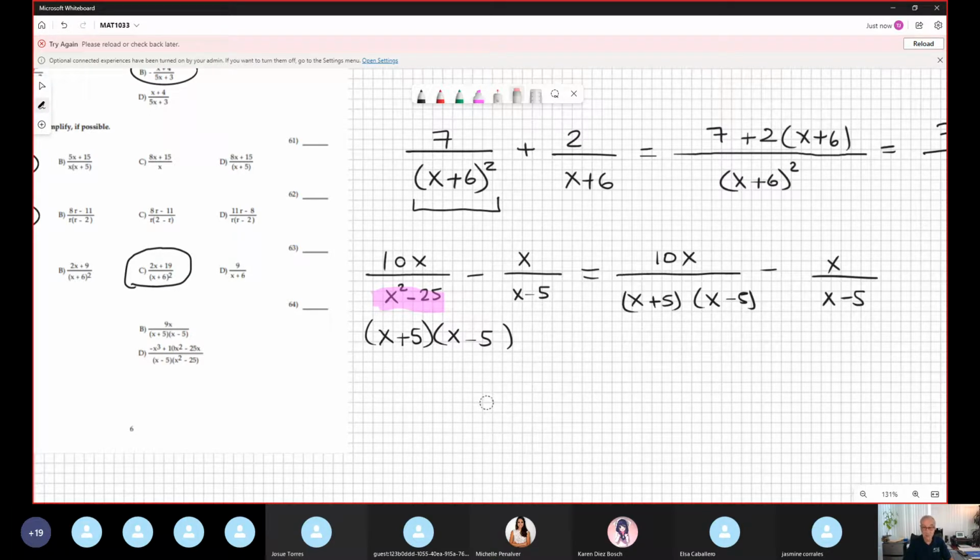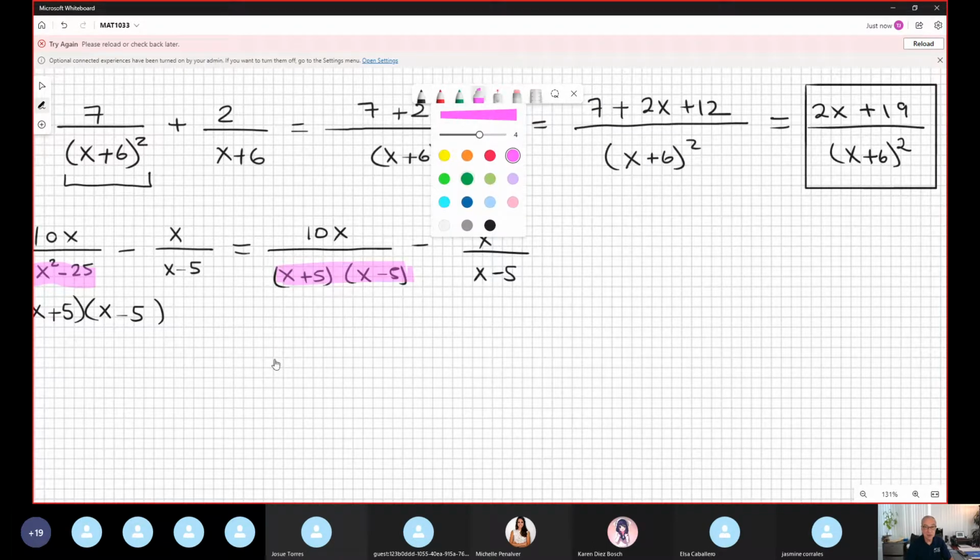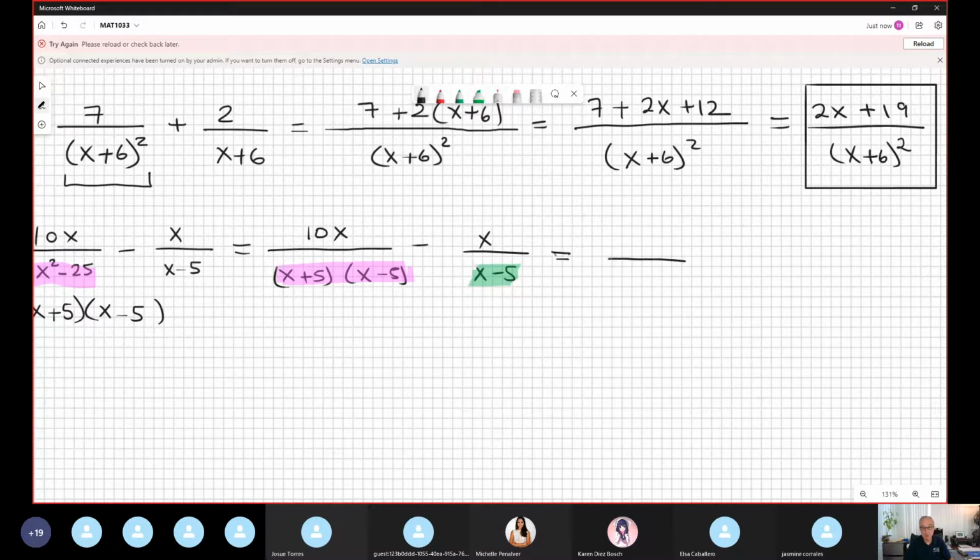What is the least common denominator between this denominator and this denominator? Between x plus 5 times x minus 5 and x minus 5. Remember the rule: you have to take every factor, no omission. So you have to take x plus 5 for sure, 100%, and x minus 5. Don't forget, the factors involved in our problem are x plus 5 and x minus 5.